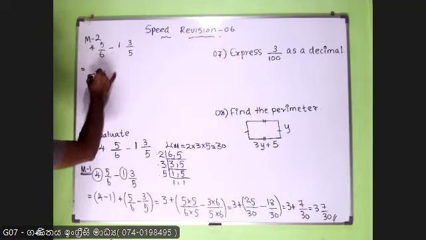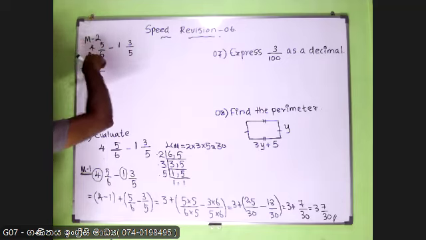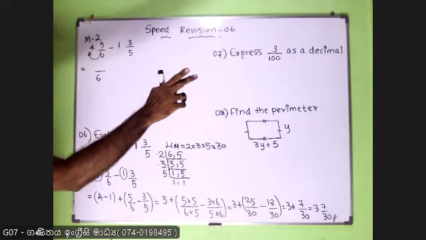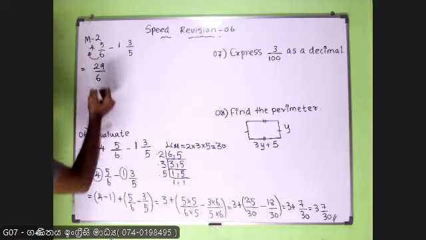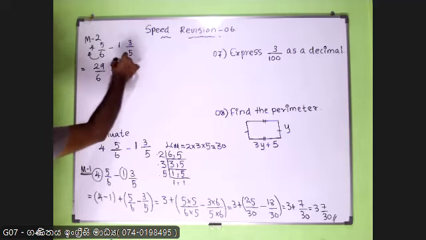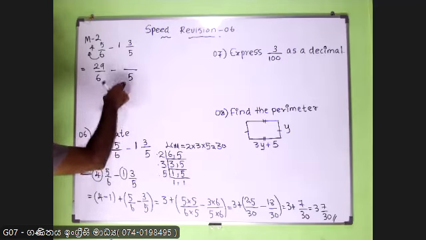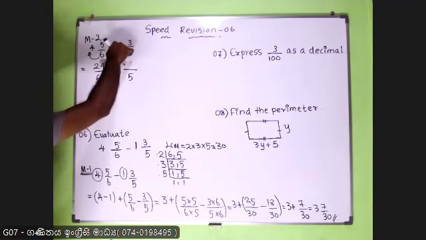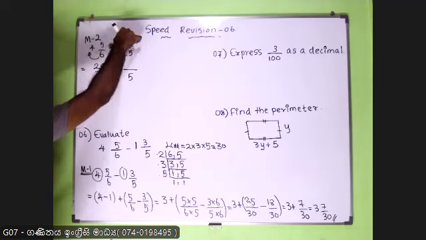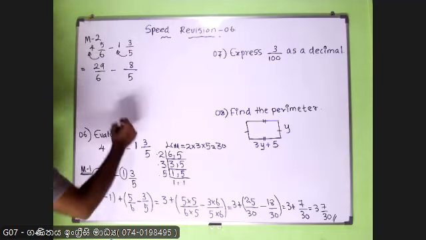My denominator is 6. Using the clockwise method, 6 times 4, 24. 24 plus 5, 29. Minus. Denominator is 5, so my denominator should be 5 in the improper fraction as well. Clockwise method. 5 times 1, 5. 5 plus 3, 8. Numerator is 8.